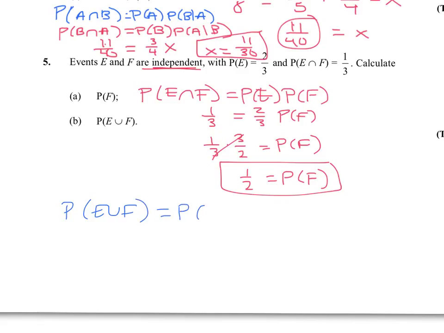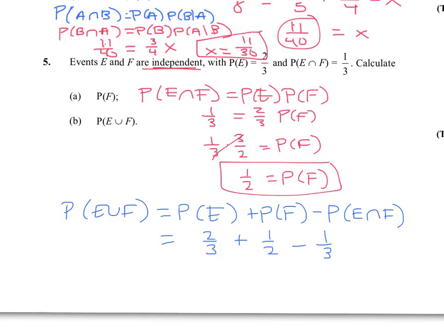And so all I do is write out my formula and plug in what I know. Okay, probability of E we know is 2/3. Probability of F we know is 1/2. Probability of both we know is 1/3. And so all we have to do is combine those. And for sake of time, I'm going to go ahead and take care of that. So that gives us 5/6. And that's our probability of E and or F.